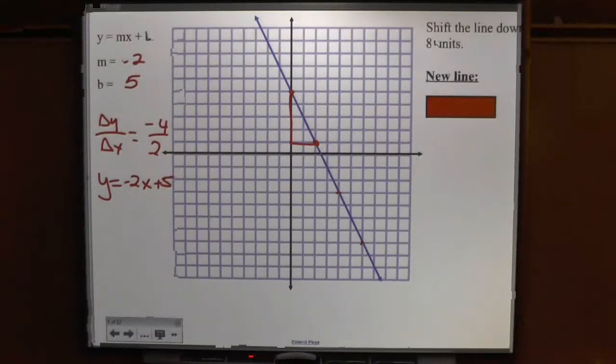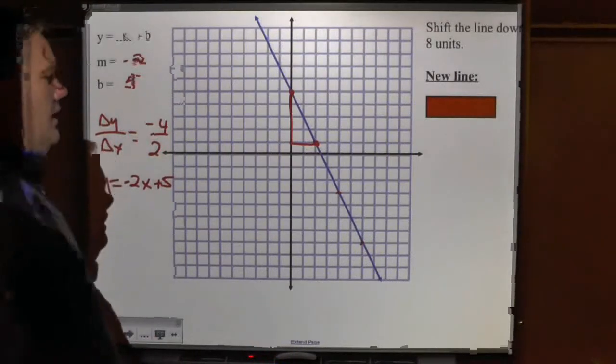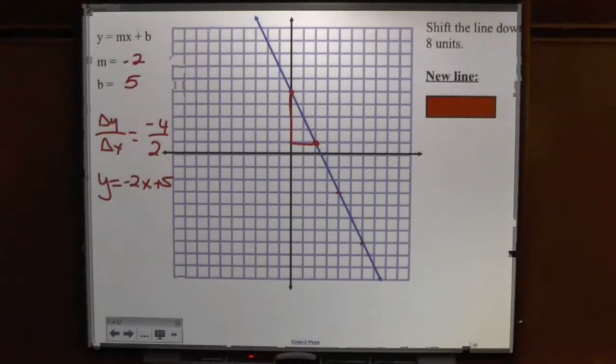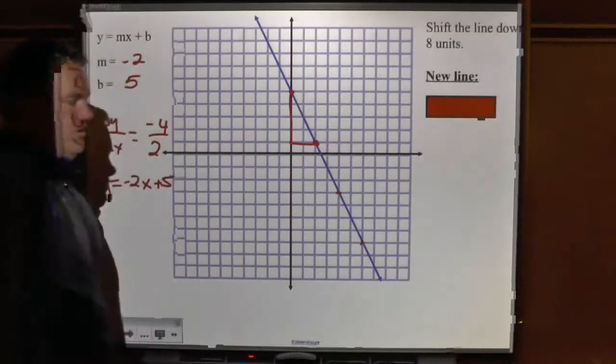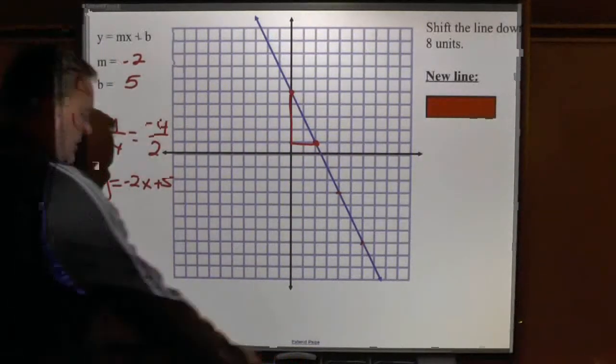Well, now, question over here. It says shift the line down 8 units. Anytime you see the word shift or the words translate, what that is going to affect is the y-intercept. Basically, it wants to take this line and move it down 8 units. So, I want you to think about that.